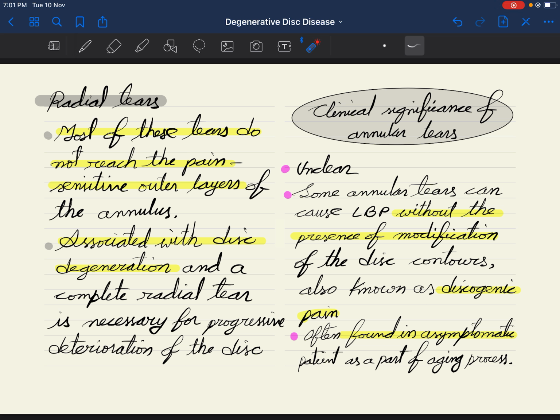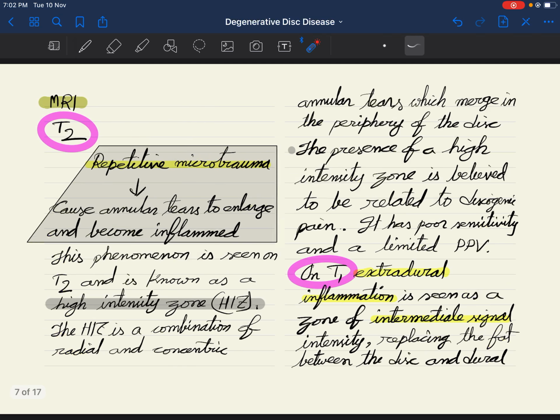So what is the clinical significance of annular tears? It is unclear what the significance is, but some annular tears, without any modification of the disc contours, cause pain, and this is known as discogenic pain. And annular tears are often found in asymptomatic patients as part of the aging process.